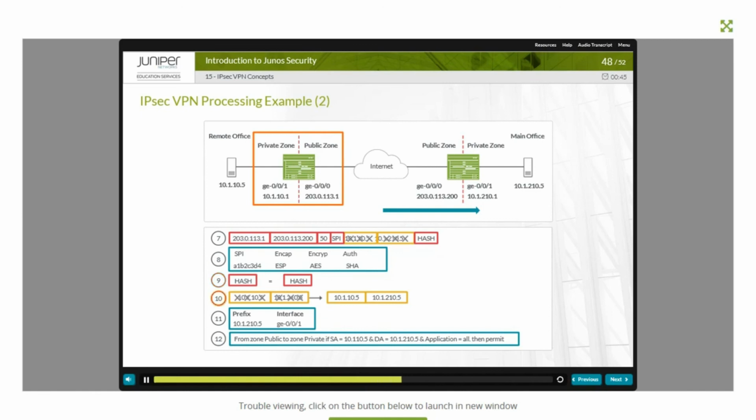The Juno's OS decrypts the packet. The Juno's OS performs the routing lookup for the decrypted packet and determines the egress zone. The Juno's OS checks the associated security policy. It forwards the packet if a permit policy exists for the packet.